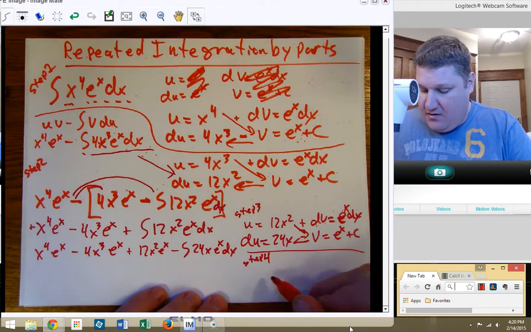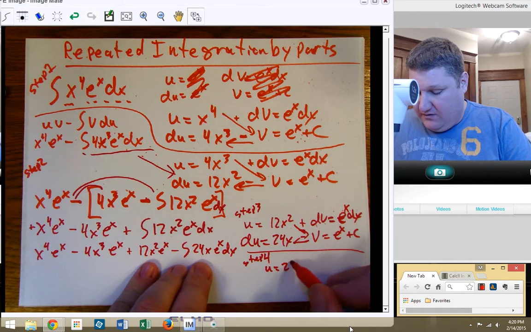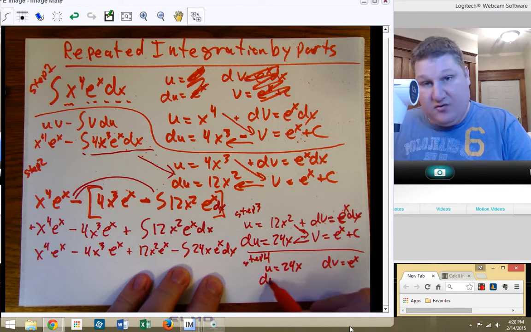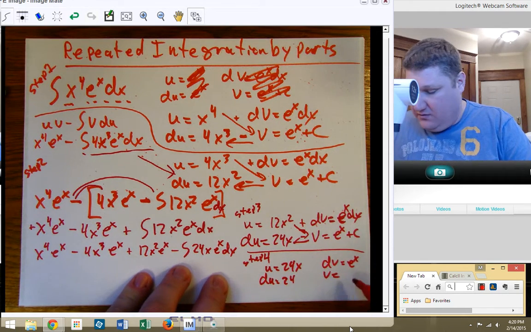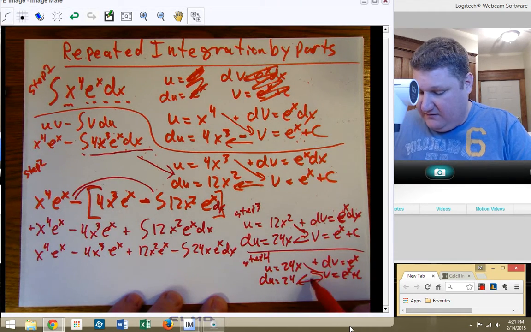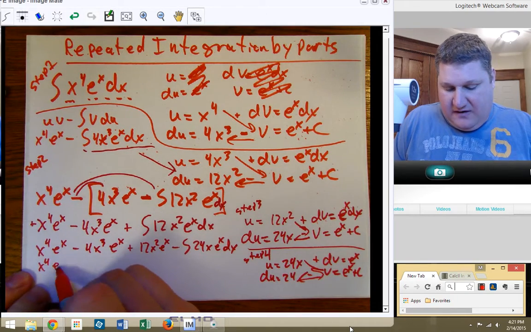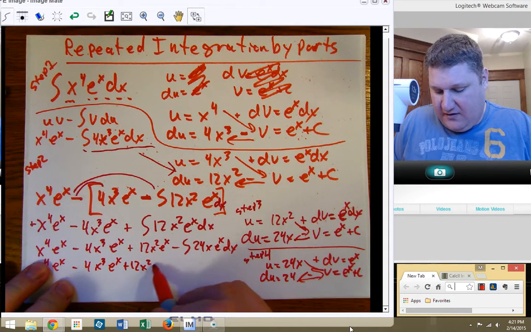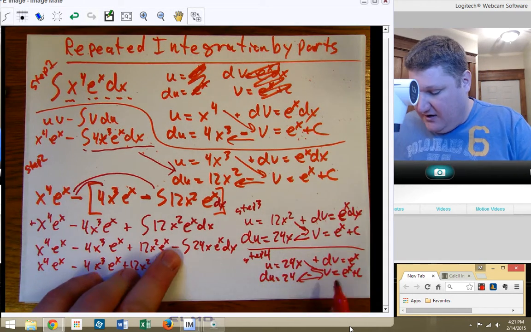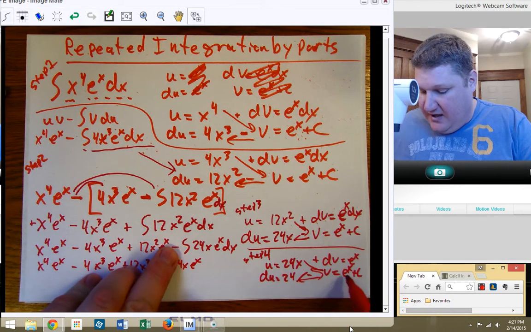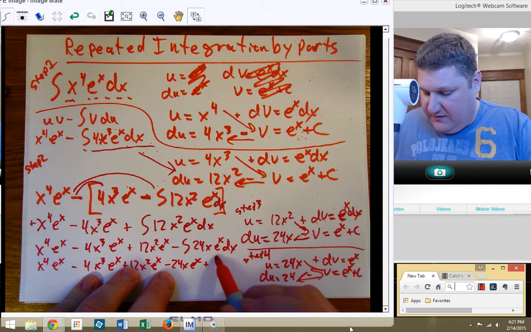And to do step 4, we say u equals 24x, dv equals e to the x, du equals 24, v equals e to the x plus c, down and back, plus and minus, x to the 4th e to the x minus 4x cubed e to the x plus 12x squared e to the x. Now because I got a minus out front, I end up with minus 24x e to the x, and minus a negative is going to be plus the integral of 24 e to the x plus c.